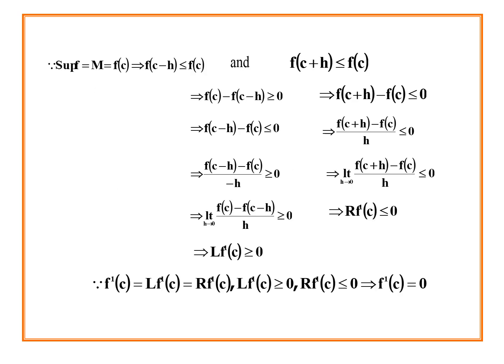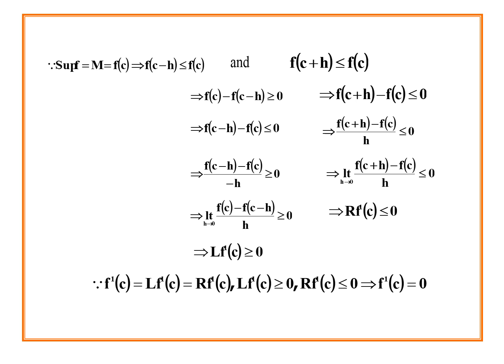Now the supremum of f is equal to capital M, that is equal to f of c. So that implies f of c minus h is less than or equal to f of c, and f of c plus h is less than or equal to f of c. Now we have to prove that L f dash c is equal to R f dash c.